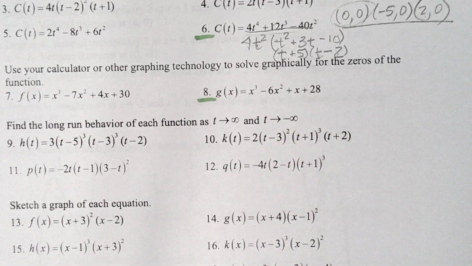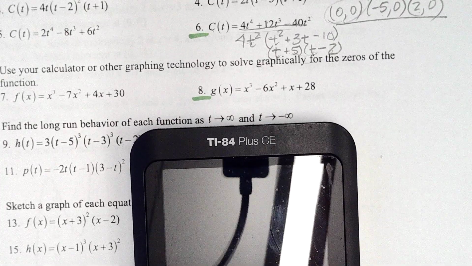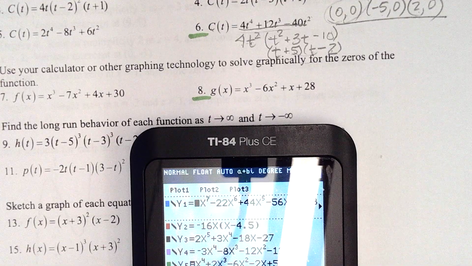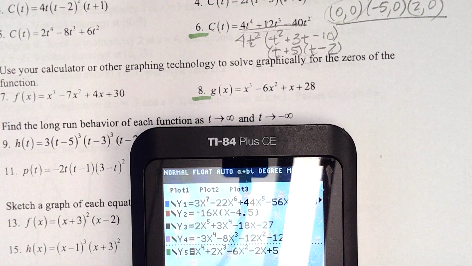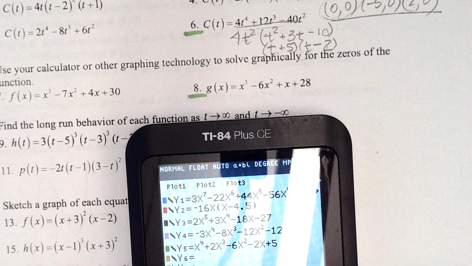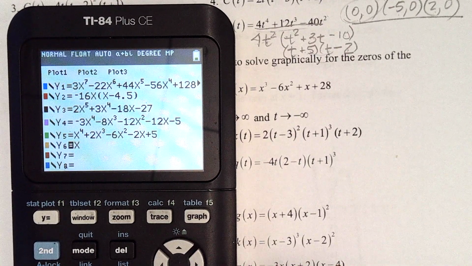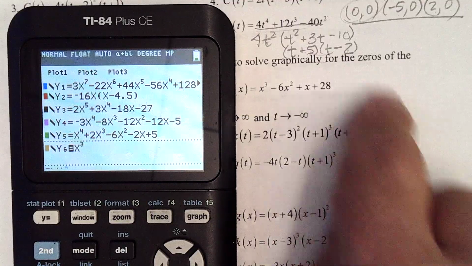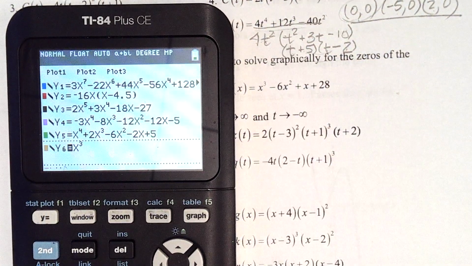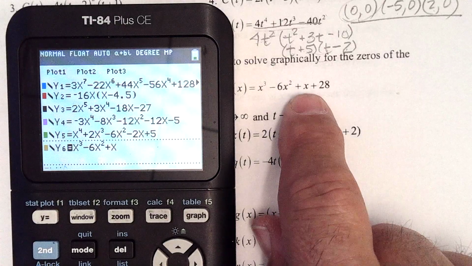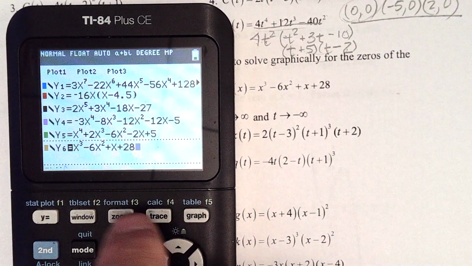Okay, now it says graph. So I'm going to have to pull out my calculator here. And we get, let's see, what is it? X to the 3rd. I don't have it in here, so turn this one off. Come up here and do what we're doing. X to the 3rd, minus 6x squared plus x plus 28. Zoom 6.